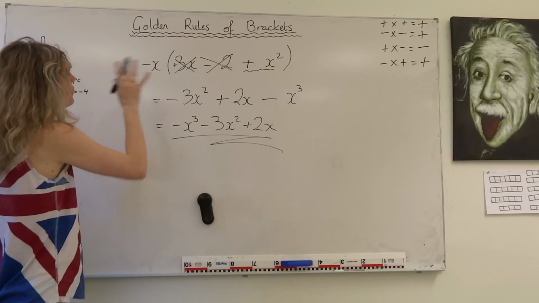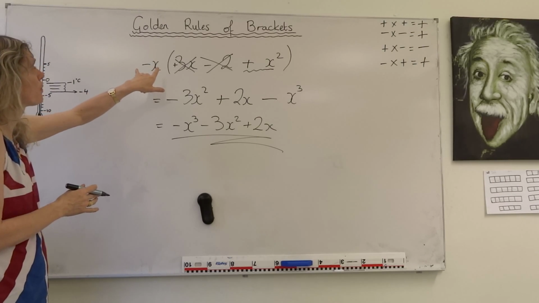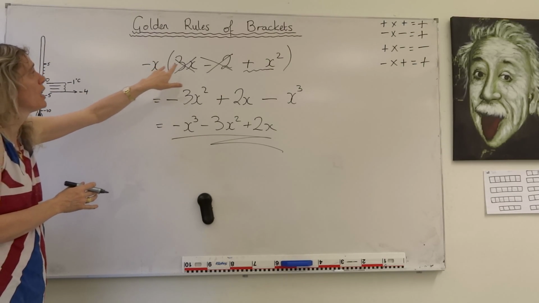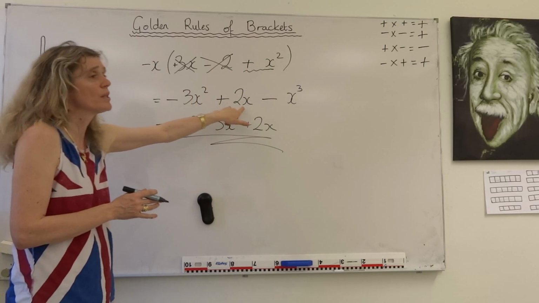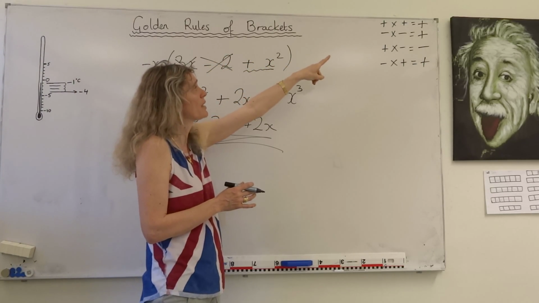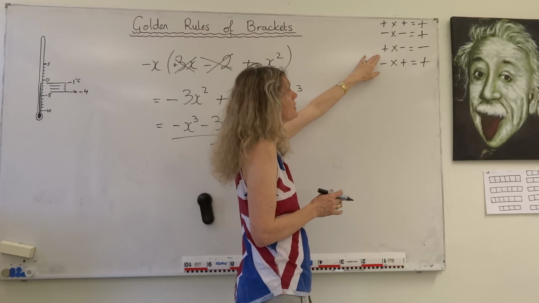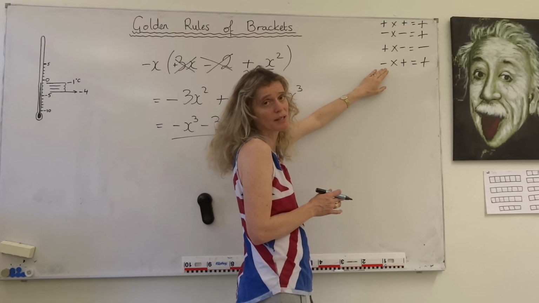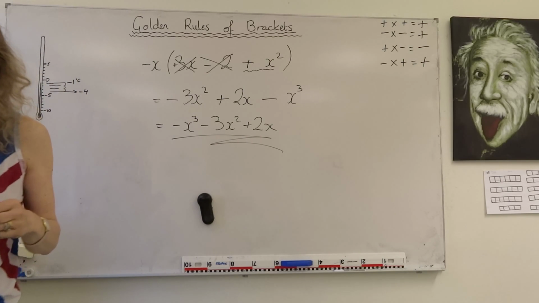So here are some of the golden rules of brackets, and if you stick to these golden rules, multiply everything outside the bracket by every single number or sequence of numbers inside the bracket, one step at a time, remembering the golden rules that plus times a plus is a plus, minus times a minus is a plus, plus times a minus is a minus, and minus times a plus is a minus. You shouldn't have any problems multiplying brackets through. So good luck with that.